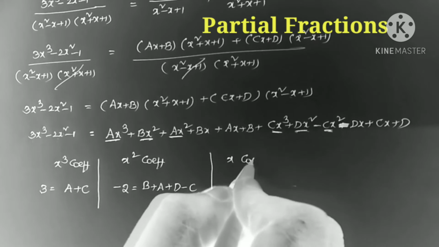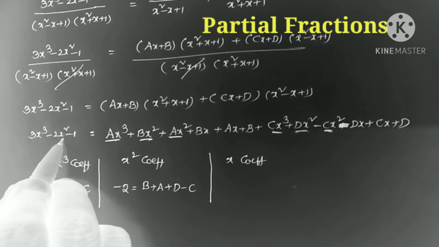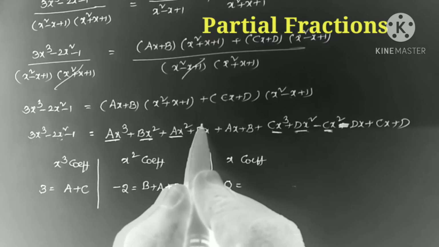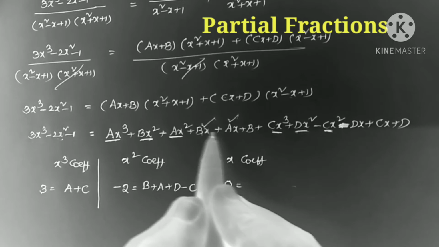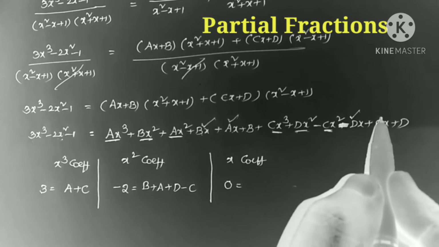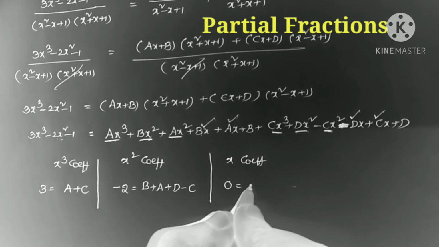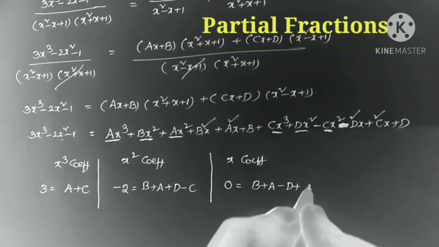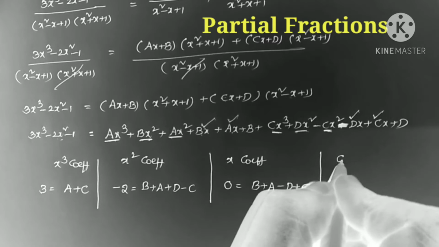Next we compare the x coefficients. What are the x coefficients? There is no x term in the LHS, so we take 0 as equal to the x coefficients. What are the x terms? bx, ax minus dx plus cx, that is 0 is equal to b plus a minus d plus c. And last, comparing the constants.